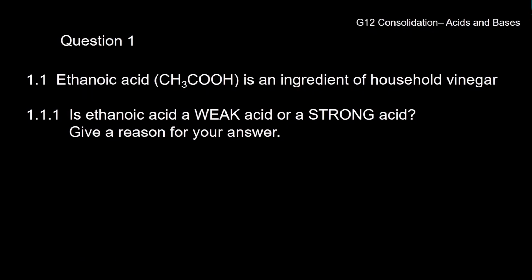Question 1 is about ethanoic acid. Now, it says ethanoic acid, and they give us the formula for ethanoic acid, is an ingredient of household vinegar, and that should give you a heads up. So this is vinegar. Acetic acid or ethanoic acid is the same as vinegar, and we should know it as a weak acid. What does that mean?